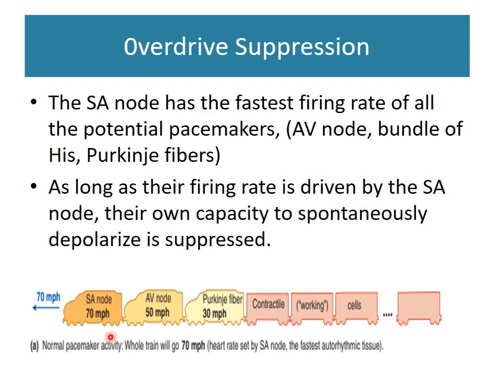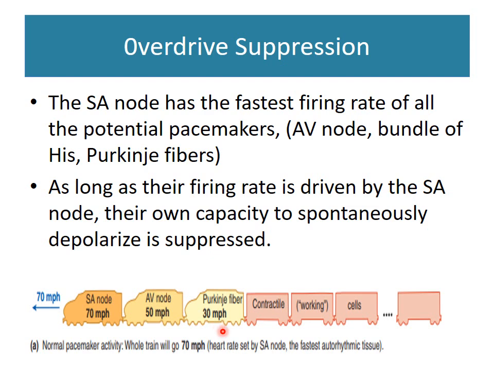Suppose a train with 3 engines, like here the SA node, AV node and Purkinje fibers, and many cars. Here are these contractile working cells. Engines are capable of moving on their own, but the other cars must be pulled. One engine, the SA node, can travel at 70 miles per hour on its own, the AV node at 50 miles per hour and Purkinje at 30 miles per hour.